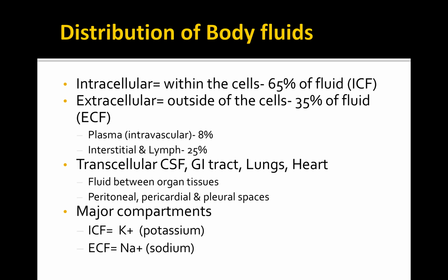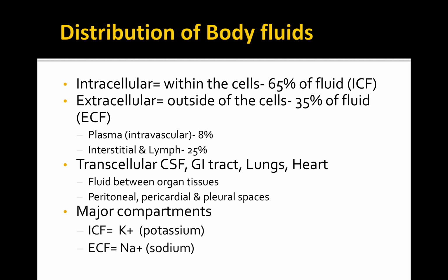Okay, so distribution of body fluids. We have intracellular, which means in the cell. Extracellular, which is out. And you can see intracellular is about 60% of our fluids. And in the ICF, in the cell, that's what makes us work very well. Extracellular too, but if we don't have these fluids in the cell, things start happening in a pathophysiological way. Extracellular, outside of the cell, it's only 35% of fluid. And that does include plasma, which is only 8%, and then interstitial and lymph, which is about 25%.